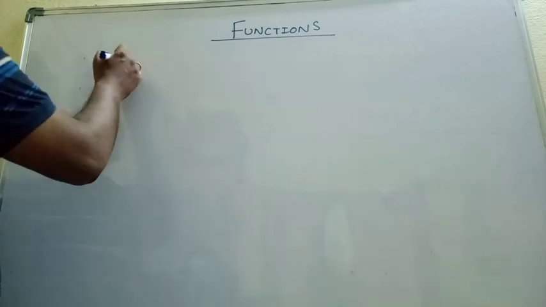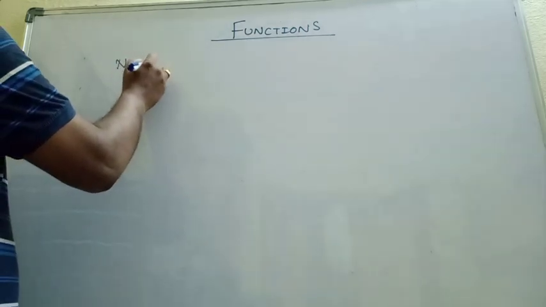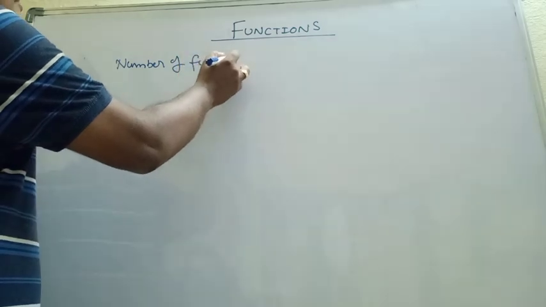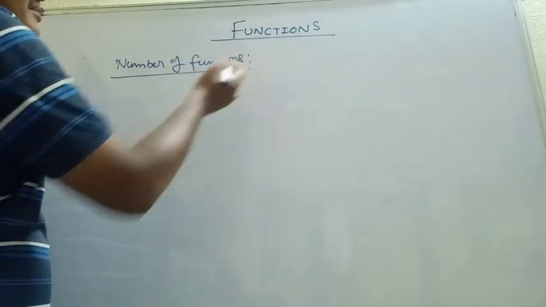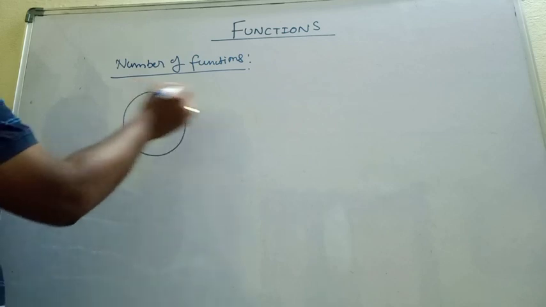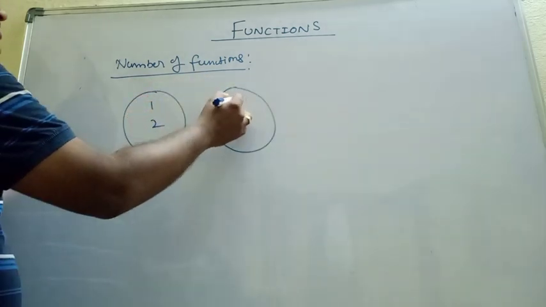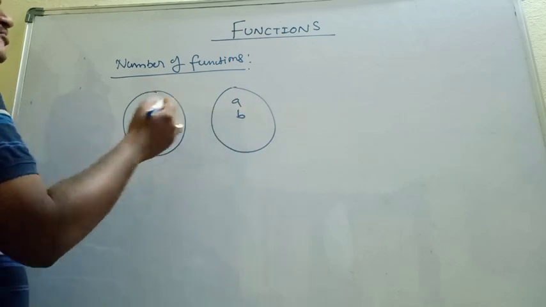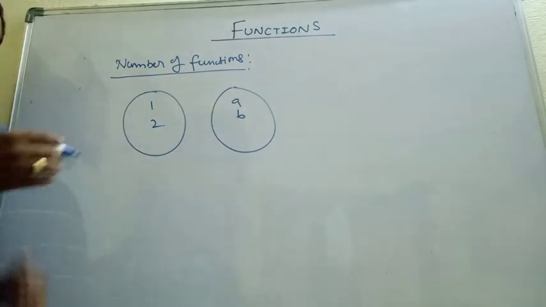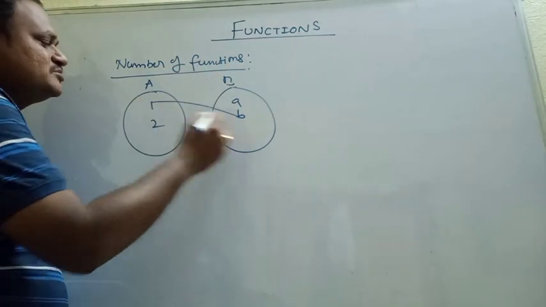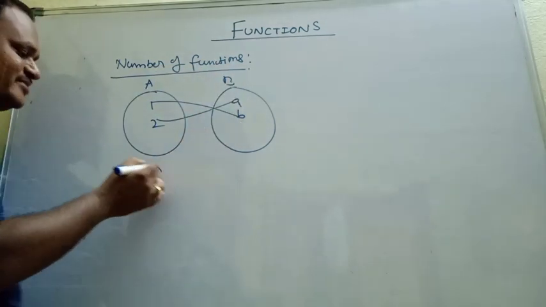Next, we have the number of functions. My dear students, you see here the number of functions. How are we going to do this? See, the number of functions means, for example, I am having here 1, 2 and a, b like this. Now, how many functions can I define? Set A is the domain, B is the codomain. I am having 1 with B, 2 with A. This is one function.